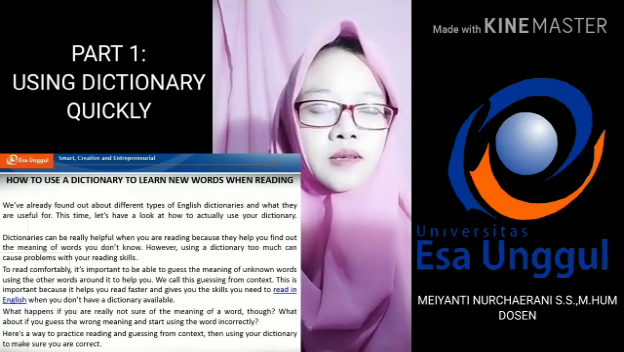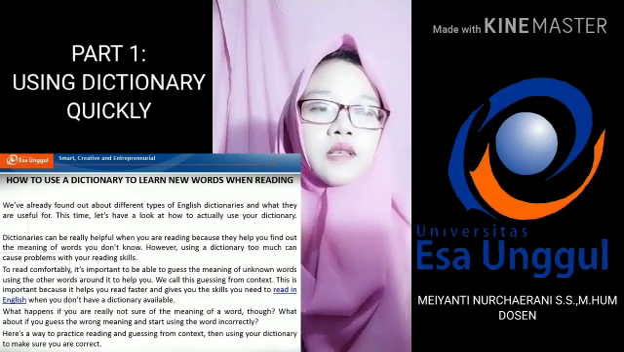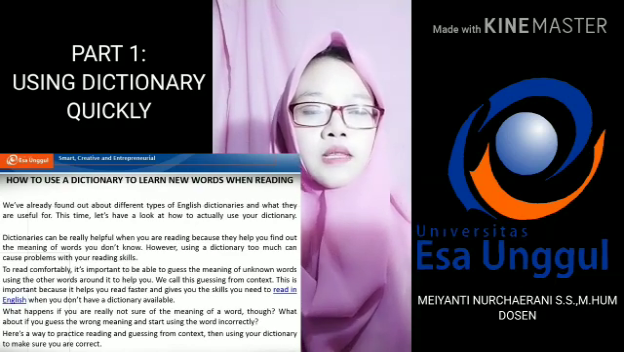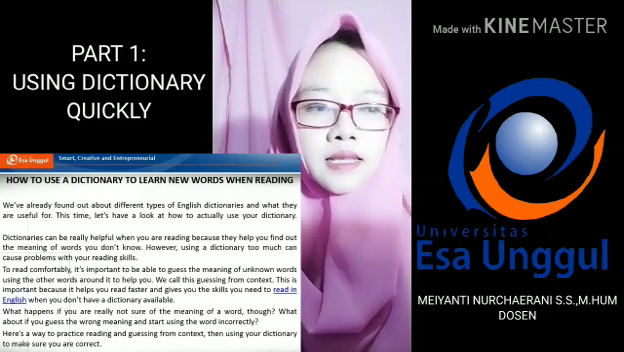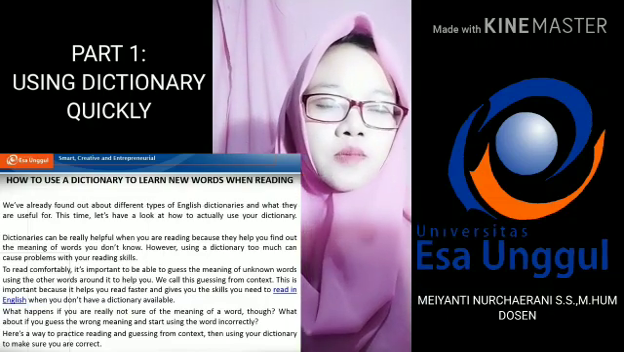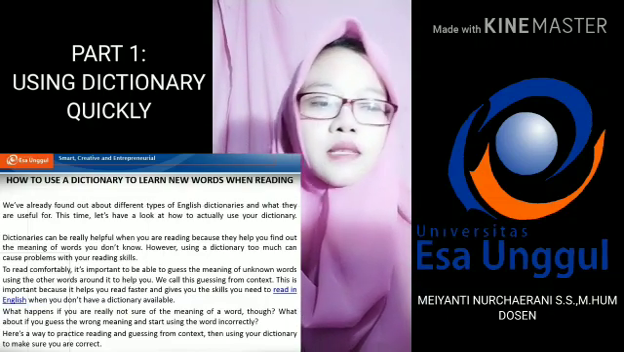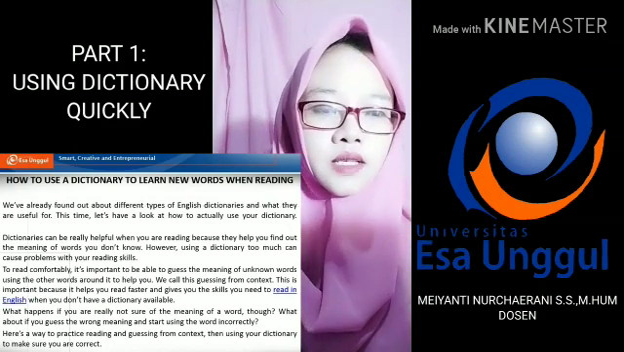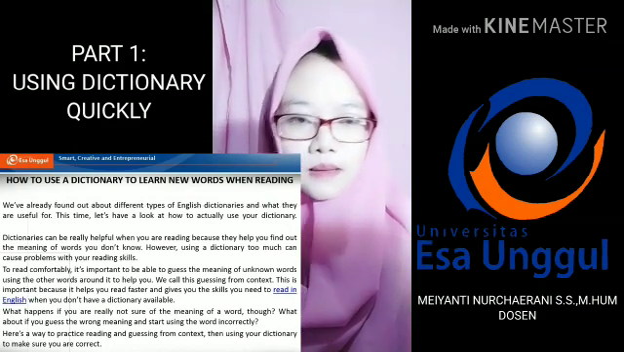What happens if you are really not sure of the meaning of the word though? What about if you guess the word meaning and guess the word incorrectly? Here's a way to practice reading and guessing from context, then using your dictionary to make sure you are correct.